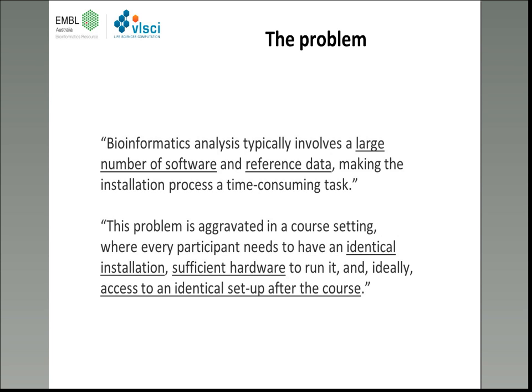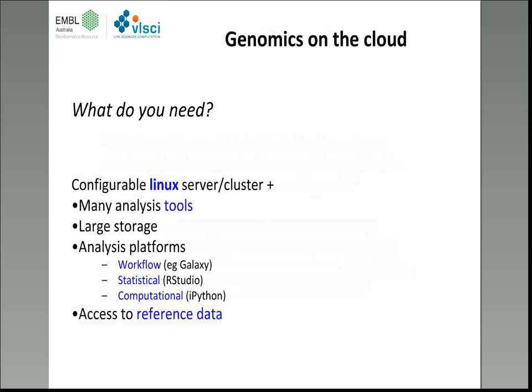So just briefly, in bioinformatics, we do mostly genomics. We don't do a lot of proteomics, transcriptomics and metabolomics, mostly genomics. What you actually need, everyone here knows, is some sort of Linux server or cluster, depending on how big the jobs are. It needs to be configurable, needs to have many analysis tools, needs large amounts of storage generally. Not so much for training, but if you want to do anything afterwards. Ideally, you'd have different suites of analysis platforms, and I've just listed 3 examples here: a workflow platform, depending on your audience, some sort of statistical interactive platform, and a computational interactive analysis platform, and access to reference data, again, depending on what you're doing.